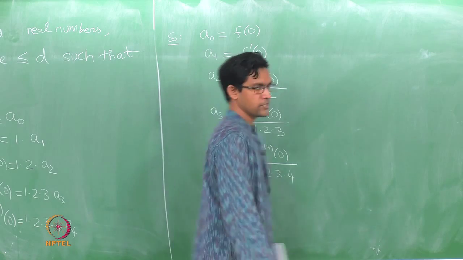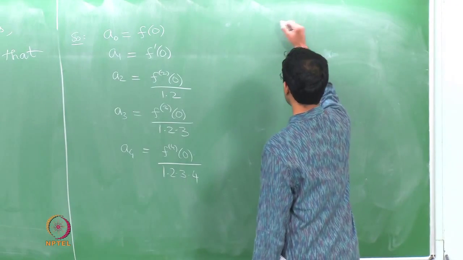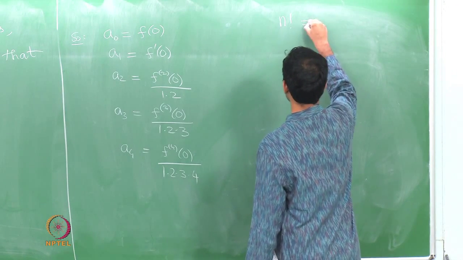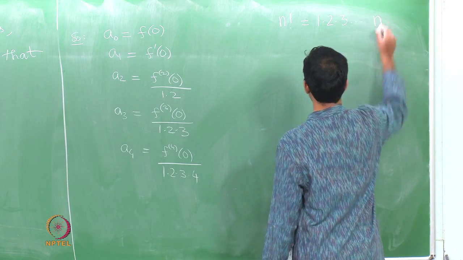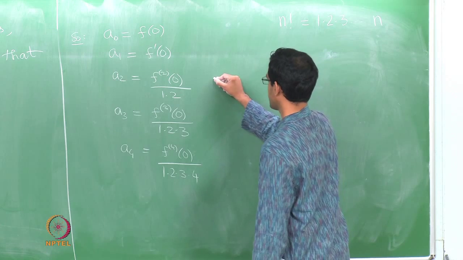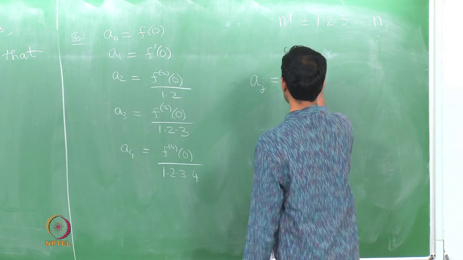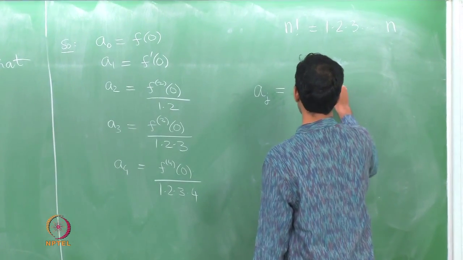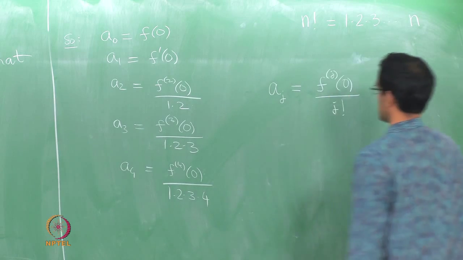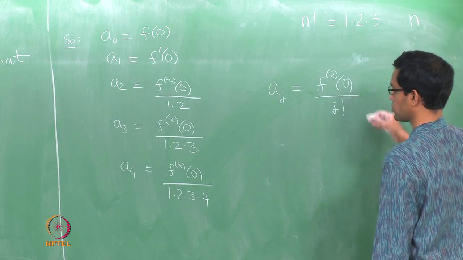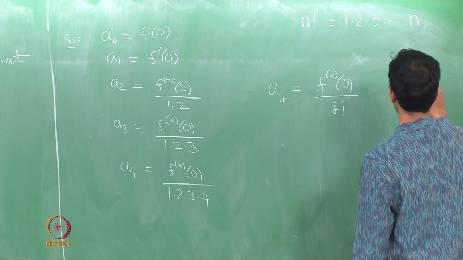These denominators are precisely what are called factorials. In general, if n is a natural number, n factorial just means the product of all the numbers from 1 to n. So another way of writing this is: aj is nothing but the jth derivative of f at 0 divided by j factorial. This holds for j equals 1, 2, 3 till d. This is actually true for j is 1, 2.